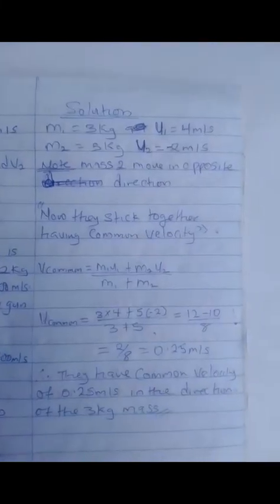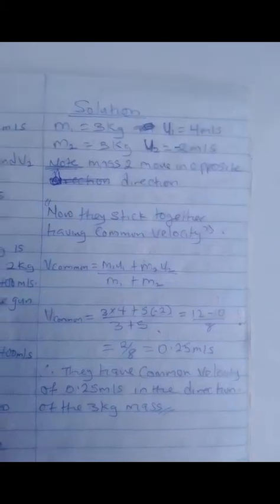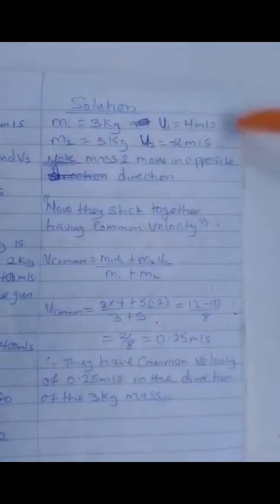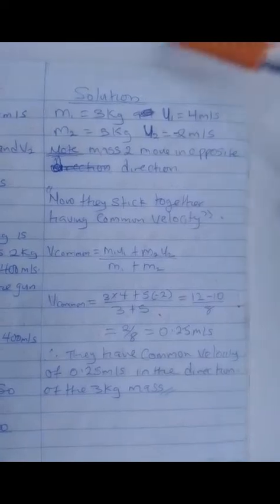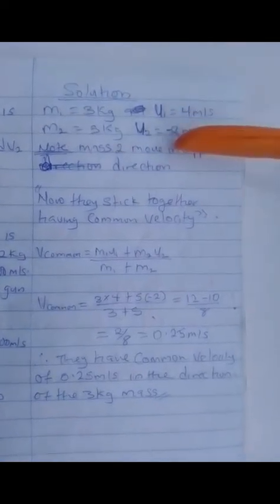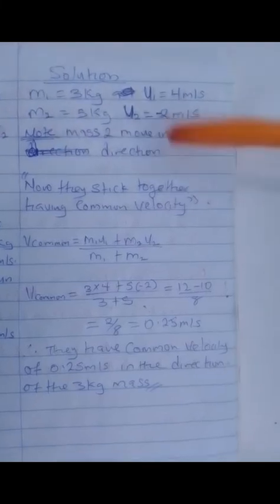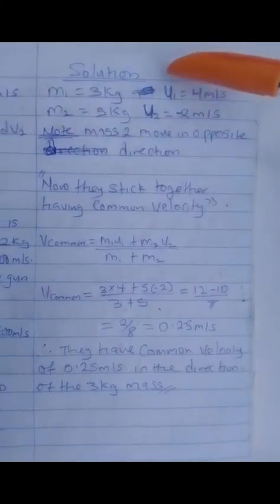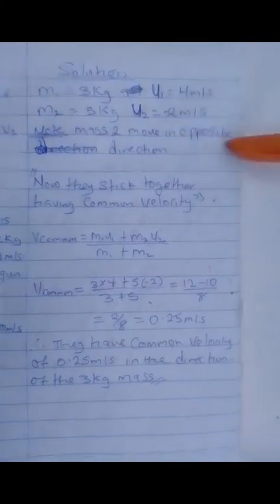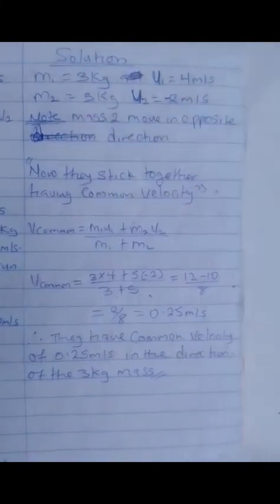We have m1 equals 3 kg, u1 equals 4 meters per second, m2 equals 5 kg, and u2 equals minus 2 meters per second. Note, the minus shows that it is in the opposite direction. Mass 2 moves in the opposite direction, so that's why we have the minus 2. Now they stick together, having a common velocity.